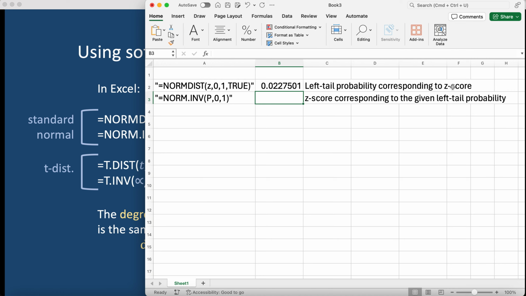For the problems we're doing here, estimating confidence intervals, we want to invert the process, because what we want to know is the correct z-score to give the confidence interval that we want. So we want to specify the left tail probability and let Excel find the appropriate z-score.